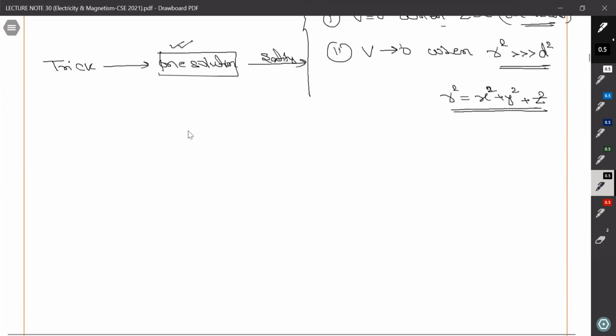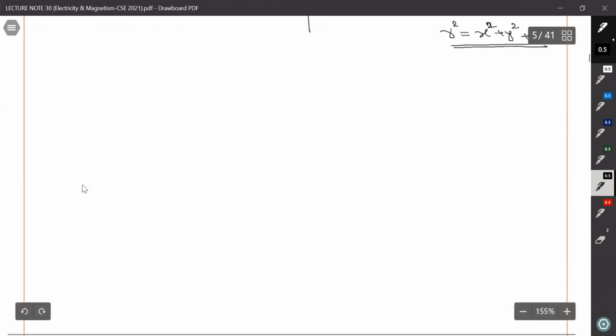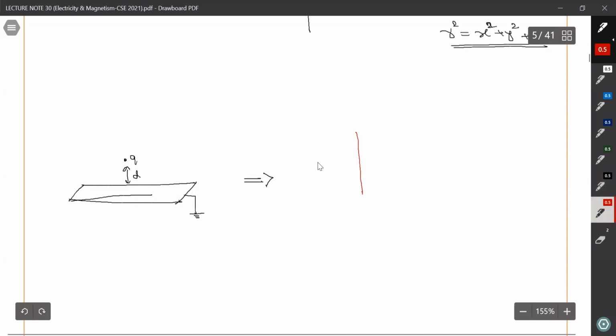Now, what we will do, this is our conductor, and here is the charge at distance d. What we will do, we will replace this, right? Let me draw the coordinates, right? This is the x-axis, this is the y-axis, and this is the z-axis. Now what we will do, we have to make here q at a distance d.